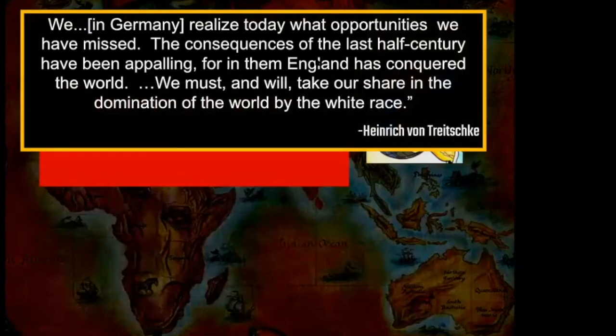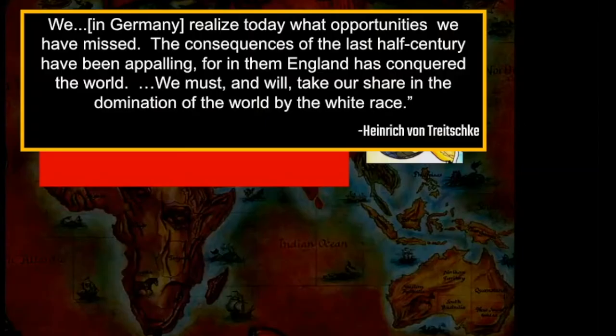Remember the saying that the sun never sets on the British Empire. So it's saying we must and we will take our share in the domination of the world by the white race. This is coming from Germany. So very clearly, race plays a role in old imperialism when we look at the establishment of the racial hierarchy in the New World with the Casta system. But Germany's not going to be the only one that has this ideology.